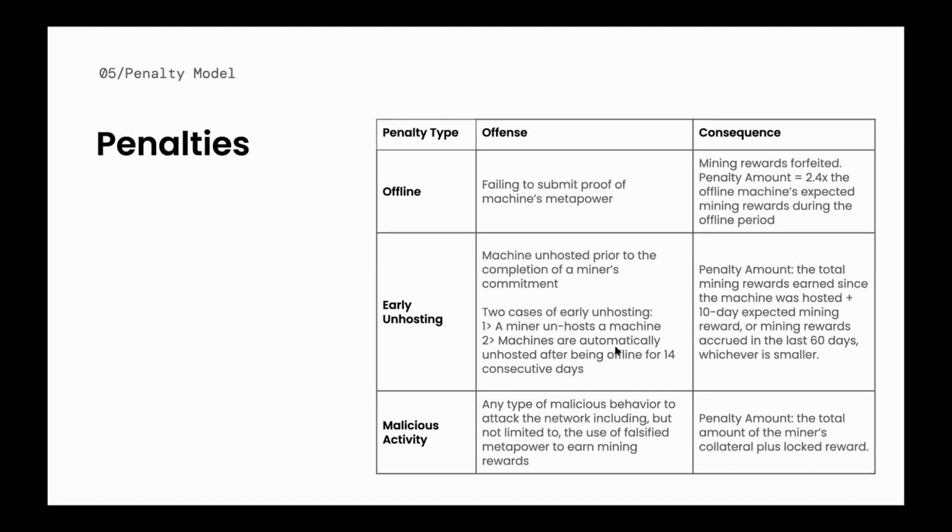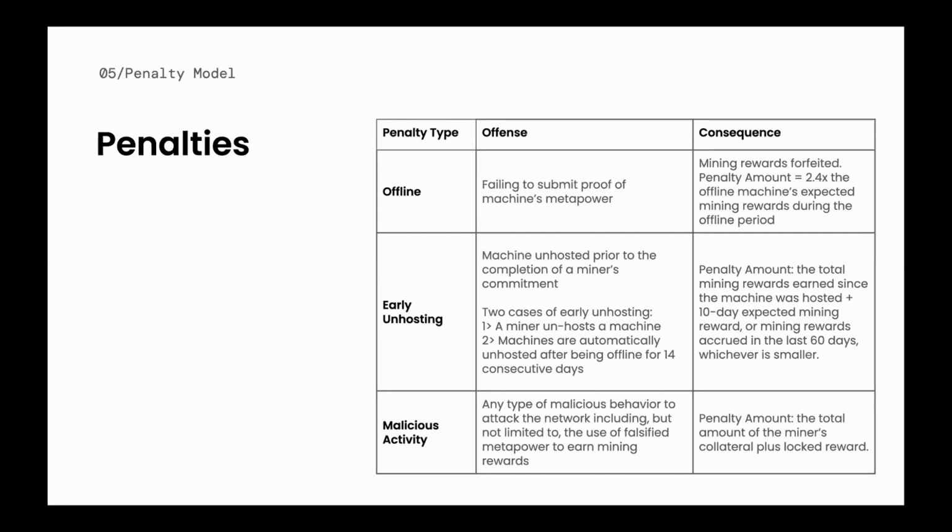The second is the machine being automatically unhosted after being offline for 14 consecutive days. Well, this is bad, right? Maybe something happened to your network or your electricity supplier, and your machine became offline for 14 days. Then your machine will be automatically unhosted and you will be subject to the penalty. The penalty is the total mining rewards earned since the machine was hosted plus 10-day expected mining reward, or the mining rewards accrued in the last 60 days, whichever is smaller. We take the smaller amount as the penalty.